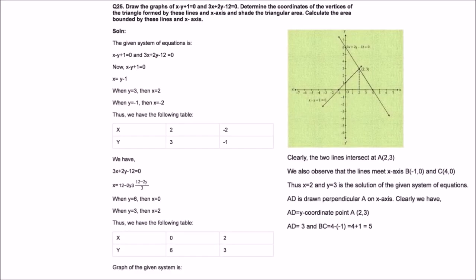Now draw the graph of x minus y plus 1 and 3x plus 2y minus 12. Determine the coordinates of the vertices of the triangle formed by these lines and the x-axis and shade the triangular area. Now calculate the area bounded by these lines and the x-axis. First of all, we are interested in finding the lines. This will be the first line, this will be the second line. The solution is in front of you. So first we will make these lines.